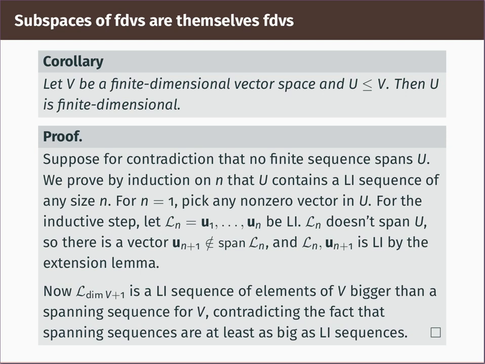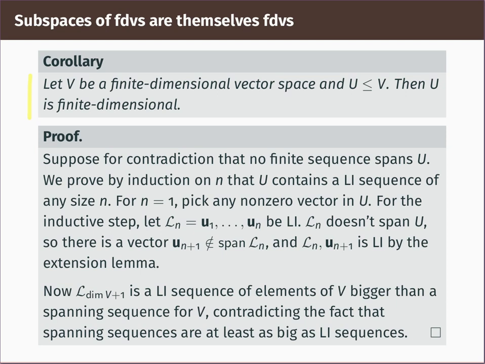Even better than this, we can also rectify this other problem, which was that it wasn't completely obvious from the definition that a subspace of a finite dimensional vector space was again finite dimensional. So we're able to prove that now. If V is a finite dimensional vector space and U is a subspace of V, we can now prove that U must also be finite dimensional. So let's do the proof. Suppose for a contradiction that U is not finite dimensional, which means that no finite sequence of vectors spans U.